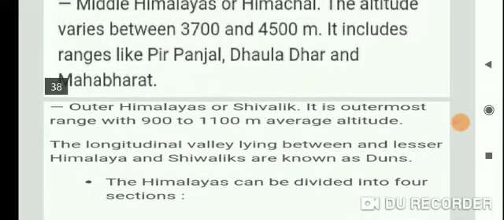Next, the outer Himalayas, or Shivalik. It is the outermost range with an average altitude of 900 to 1100 meters. The longitudinal valleys lying between the lesser Himalayas and Shivalik are known as Duns, with names like Dehradun, Kotli Dun and Patli Dun.